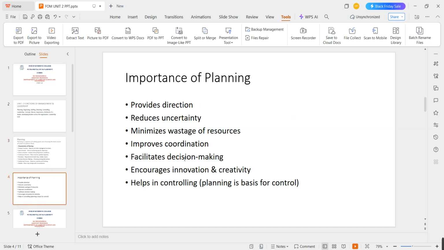Next we are going to see the importance of planning here. In the FOM, it provides direction, reduces uncertainty, minimizes wastage of resources, improves coordination, facilitates decision making, and encourages innovation and creativity. Helps in controlling, planning is the base of control. So these are the first half of the unit 2.